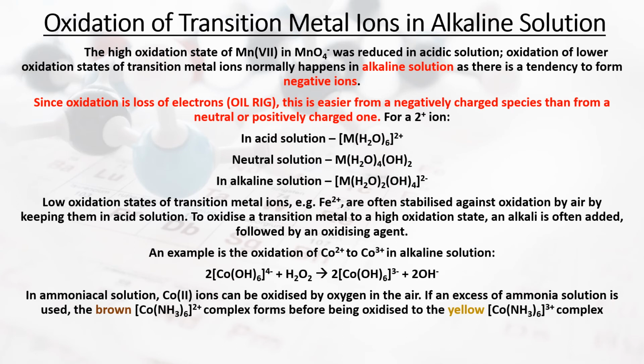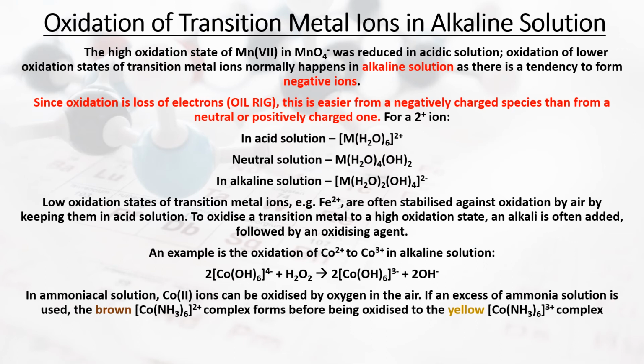And so to oxidise a transition metal state up to the high oxidation state, so let's say we're going from our chromium 3+ up to the chromium 6+ in our dichromate, or the manganate 2+ up to the Mn7+ in our manganate ion. Often an alkali is added, followed by the oxidising agent. And the alkali essentially forms our negative ion.